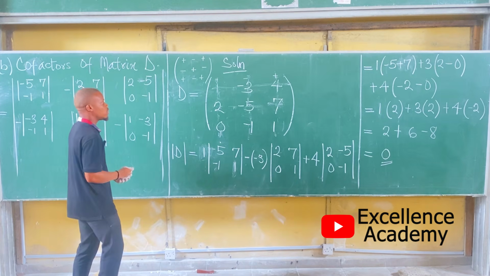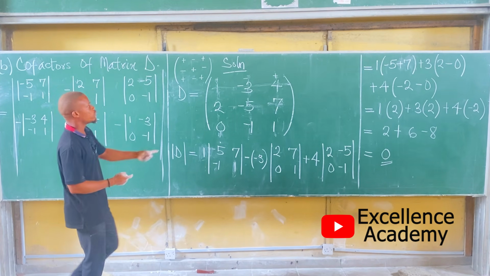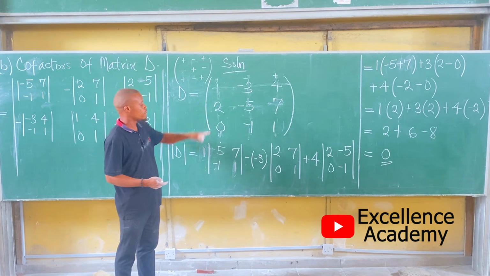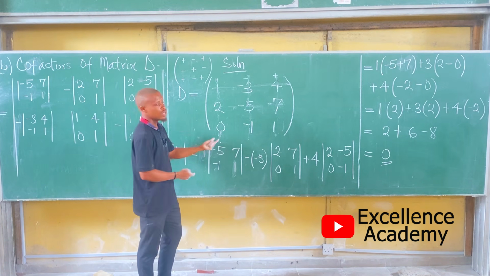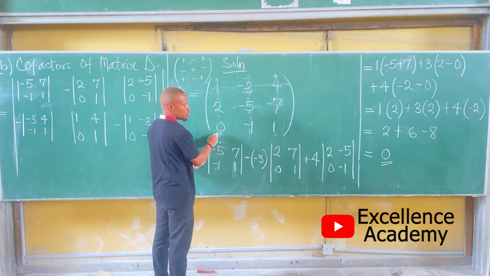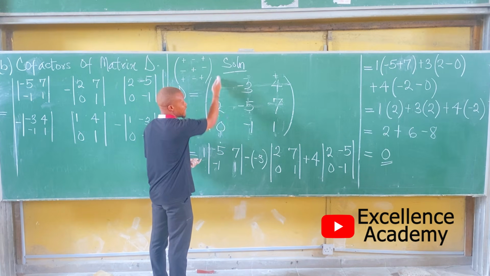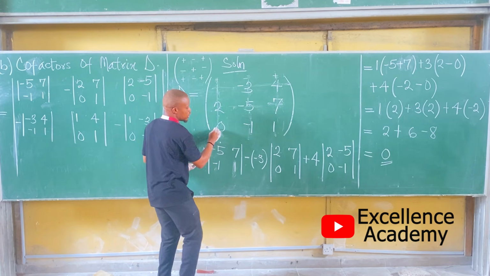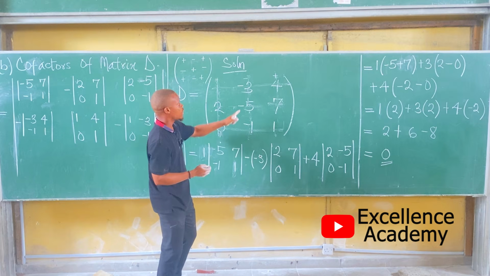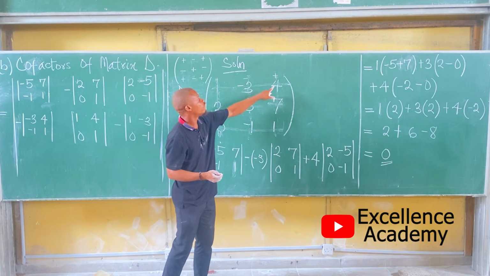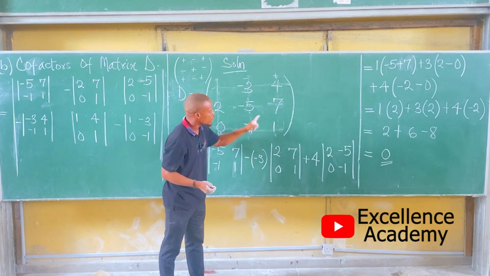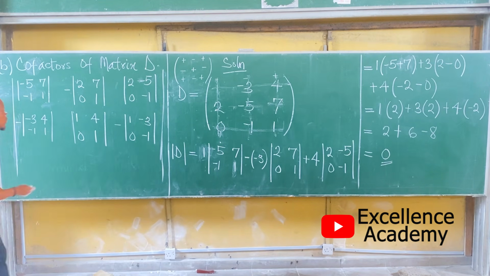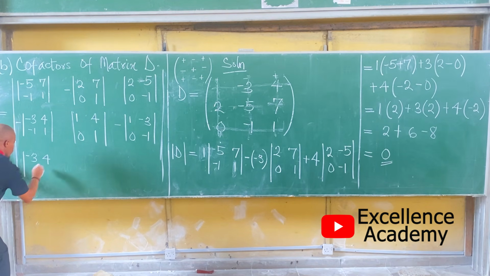Okay, in doing that now, let's look at it. What is our sign convention? Plus, minus, plus. Same thing. For the first element there, I'm having 0. Cover the row on which it appears, and the column. So this is what I'm covering, this and this. The elements left are minus 3, 4, minus 5, and 7. Write it down. Minus 3, 4, minus 5, and 7.